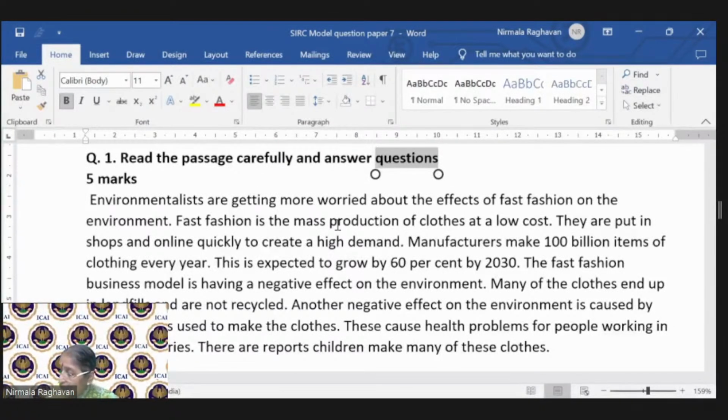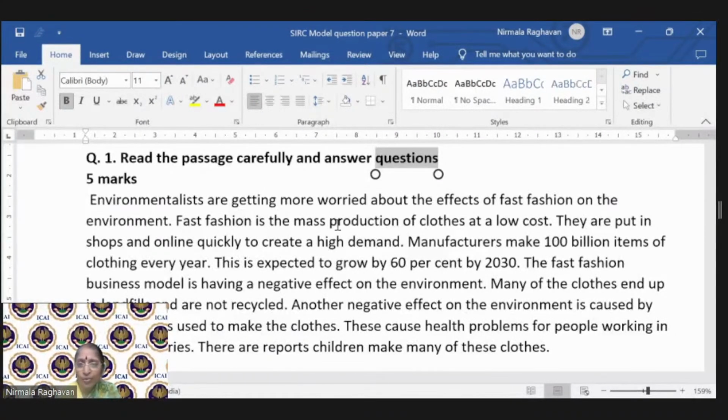Yeah, that's a negative effect. So the next, third question: what kind of negative effect does the fast fashion have on the environment? Quick. What happens to the mass production of the clothes if they are not worn? What do they do? Yes, yes, yes. Most of them are not recycled.